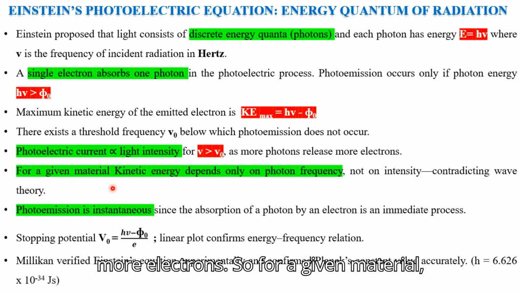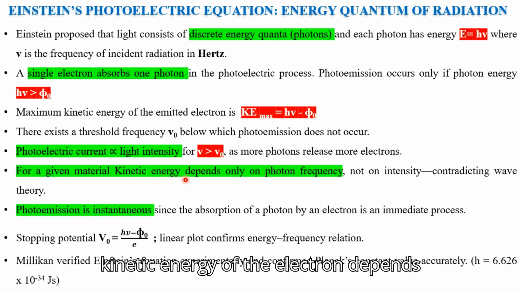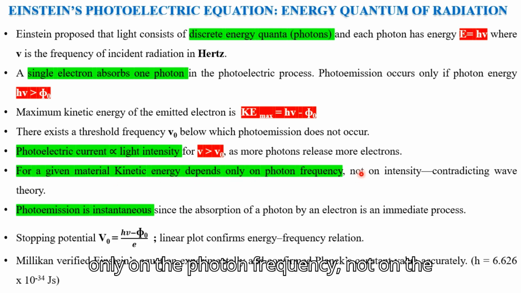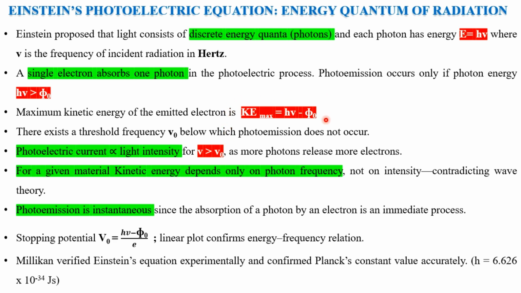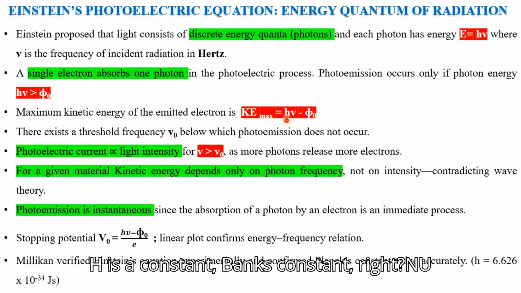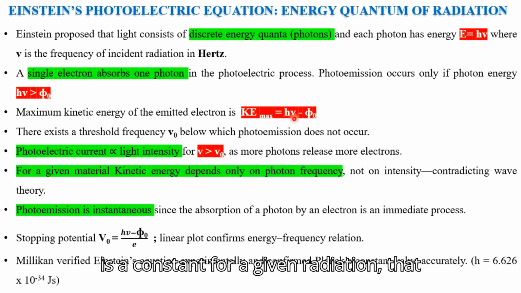So for a given material, the kinetic energy of the electron depends only on the photon frequency, not on the intensity. If you look at this equation, h is a constant, Planck's constant, right? Nu is a constant for a given radiation.